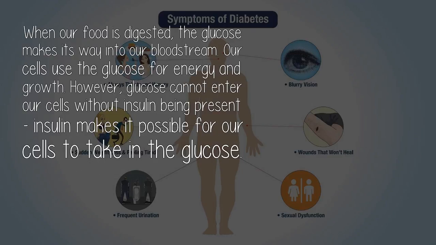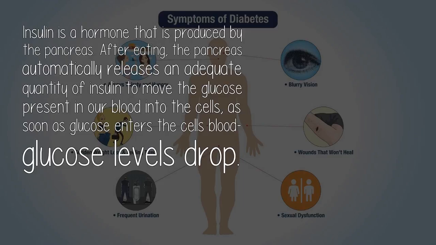When our food is digested, the glucose makes its way into our bloodstream. Our cells use the glucose for energy and growth. However, glucose cannot enter our cells without insulin being present. Insulin makes it possible for our cells to take in the glucose. Insulin is a hormone that is produced by the pancreas. After eating, the pancreas automatically releases an adequate quantity of insulin to move the glucose present in our blood into the cells. As soon as glucose enters the cells, blood glucose levels drop.